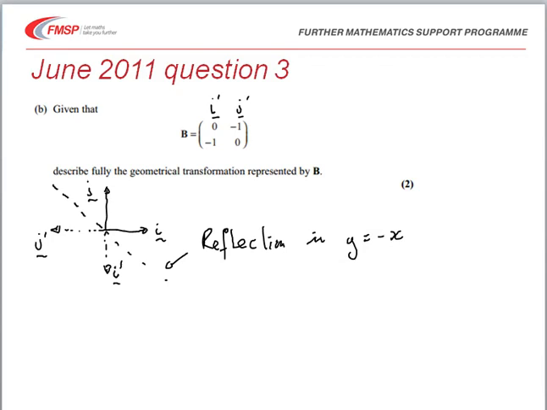The marks for that were again B marks, so no method required, but you simply needed to state that it was a reflection for B1 and get the line y equals negative x for the second B mark. So 2 marks for that part of the question.